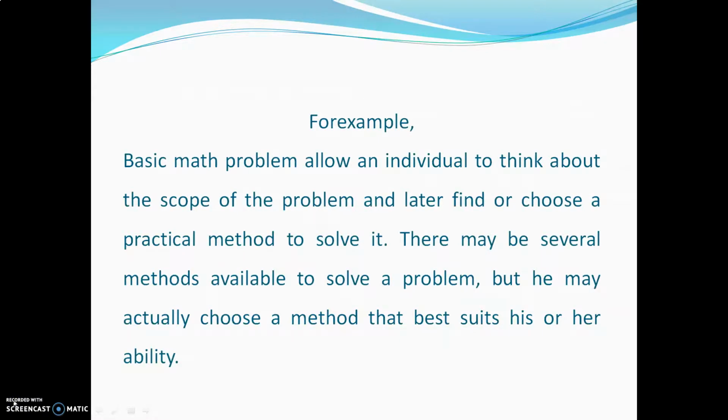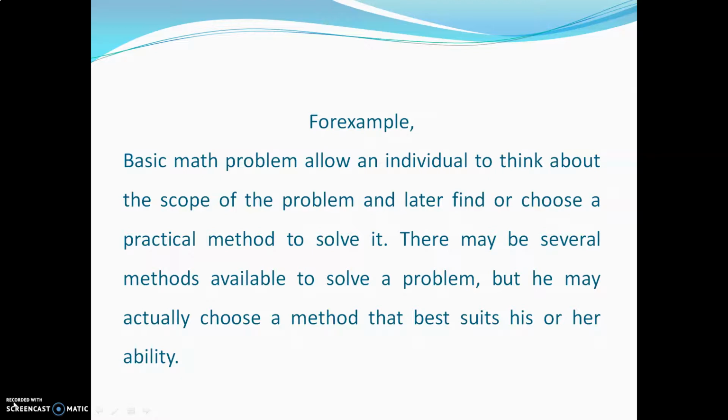Next, we discuss an example. It gives more idea about these three components. Basic math problems allow an individual to think about the scope of the problem and later find or choose a practical method to solve it. There may be several methods available to solve a problem, but he may actually choose a method that best suits his or her ability. We can divide this example into three stages. First stage is meta component, second stage is performance component, and third stage is knowledge acquisition component.